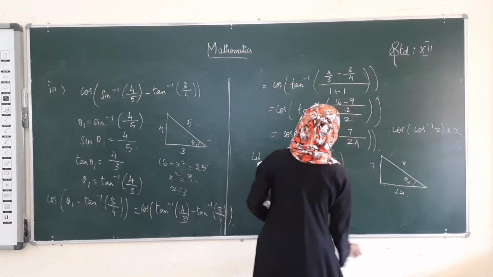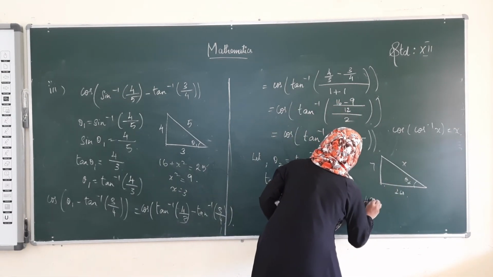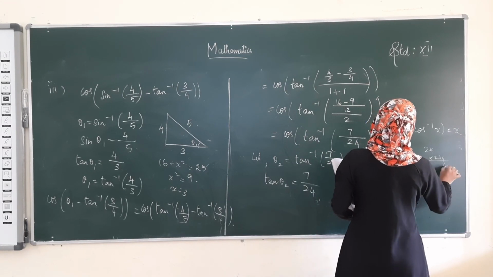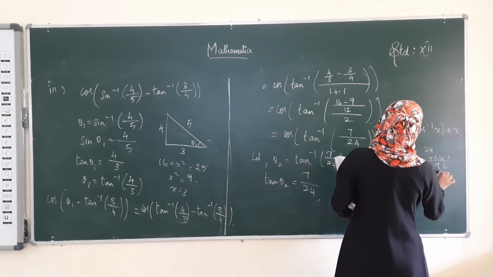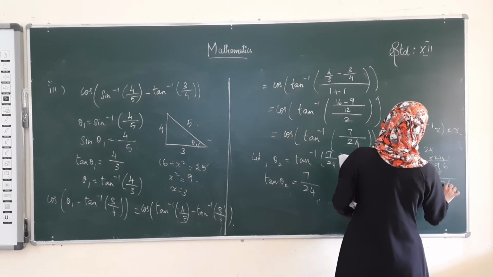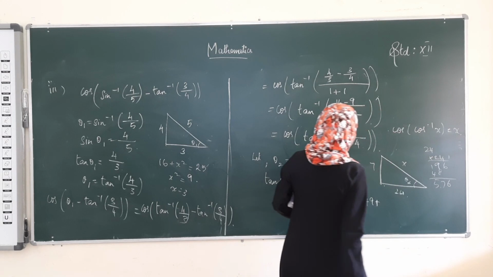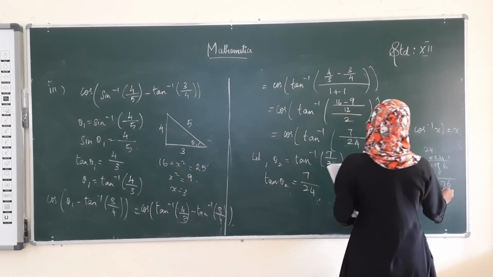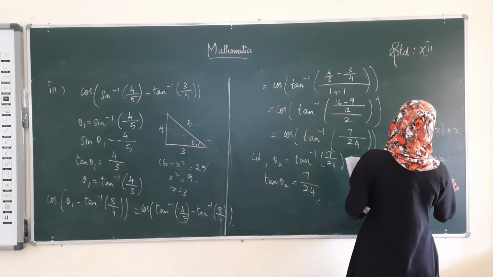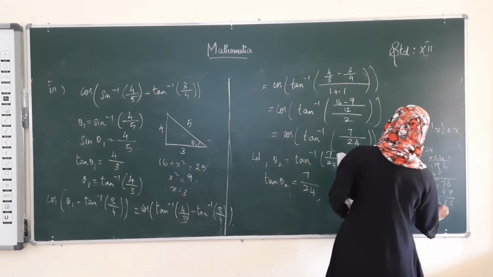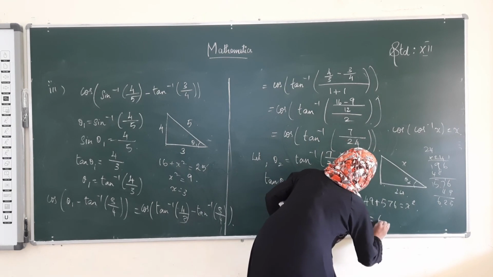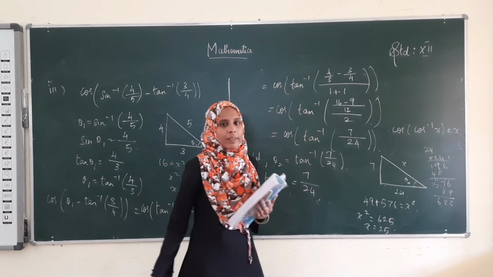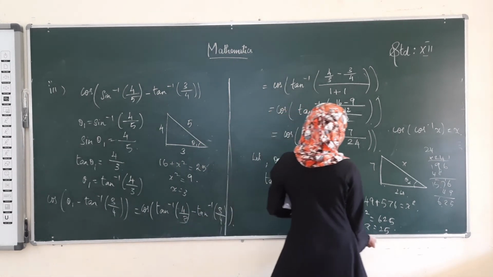Let this be x. 7 7s are 49 plus 24 into 24. 24 square is 576. 576 is equal to x square. Here, 576 plus 49 is 625. X square is equal to 625. The value of x is equal to 25. 25 into 25 is 625. Therefore, the value of x is 25.